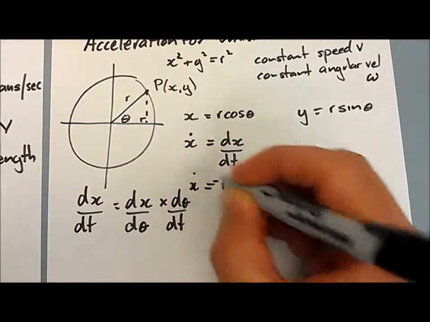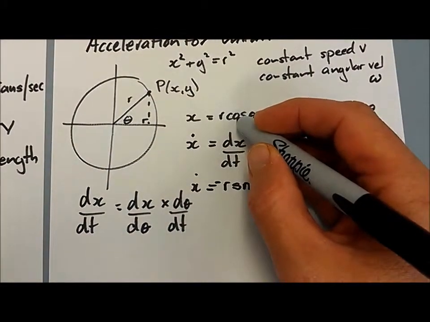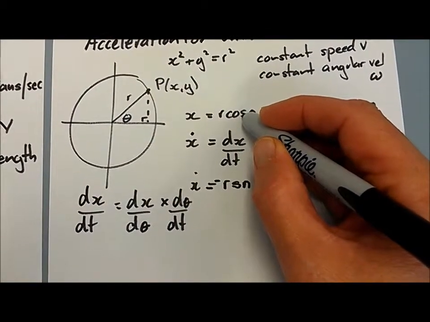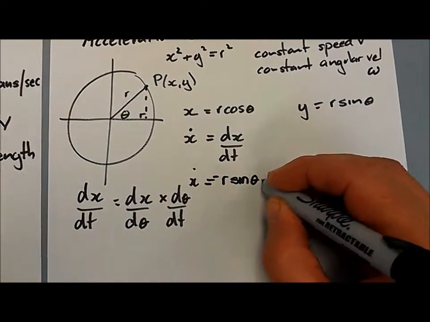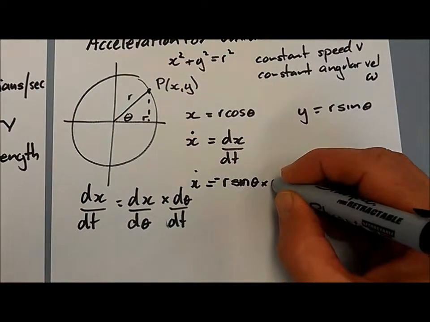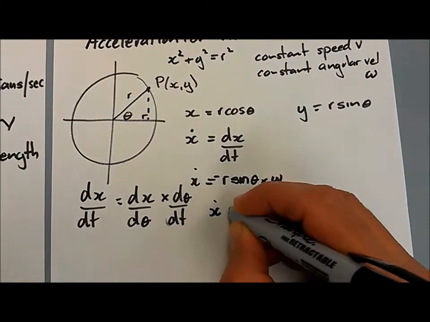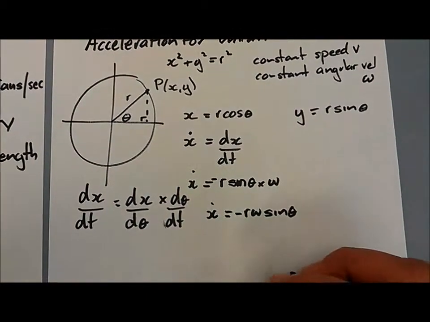So in other words, my x component of velocity, r is out the front, derivative of cos, so dx/d theta, differentiate cos with respect to theta, is negative sine theta times d theta/dt. d theta/dt from earlier work is omega. So in other words, my x component of velocity I can say is negative r omega sine theta.